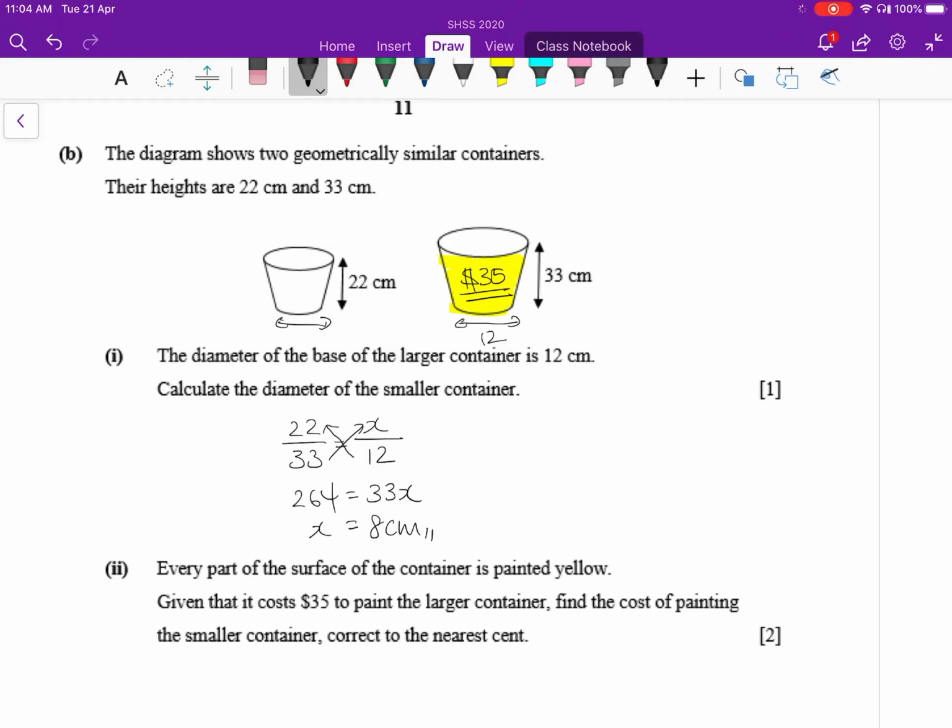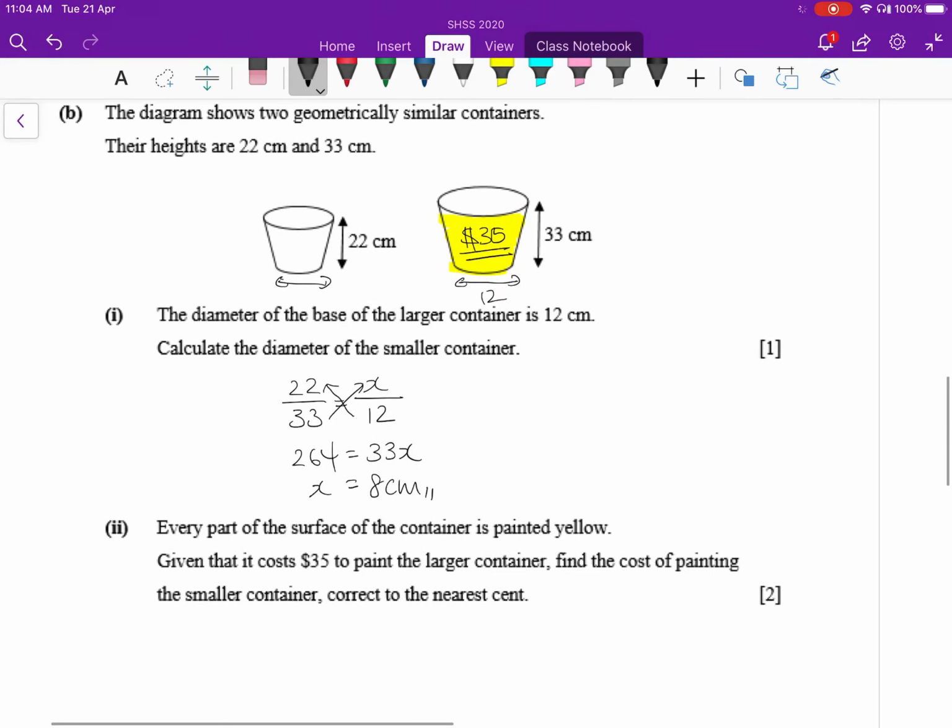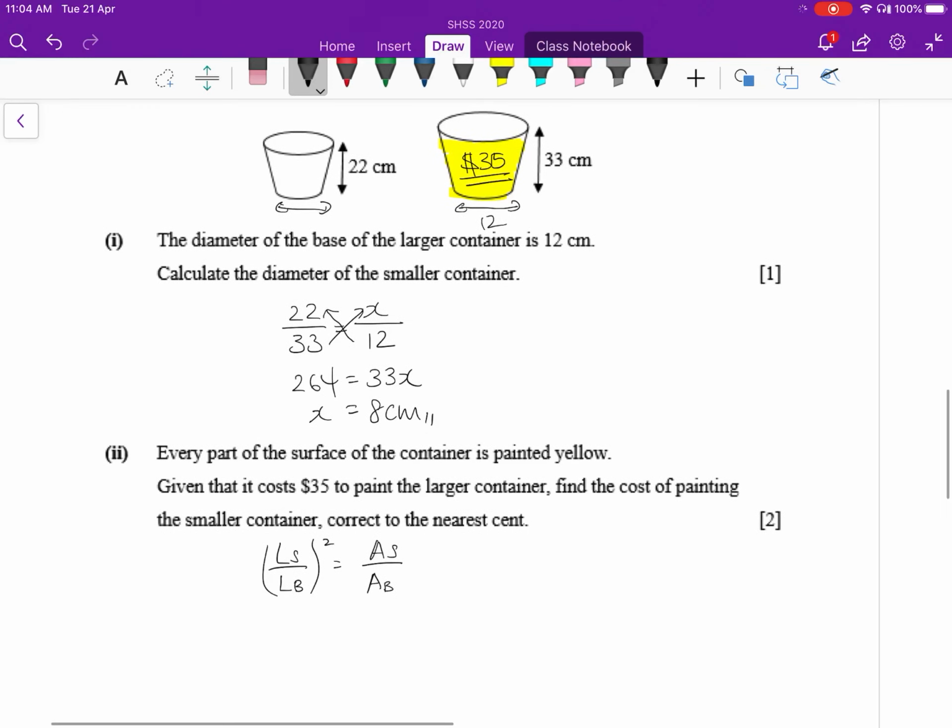Now, when we talk about painting a container, we are thinking about the area, the surface area of the container. Therefore, we have to use the area formula, which is the length of small over length of big, squared, to give us the area of small over area of big. Now, length of small over length of big is 22 over 33, squared. If I were to square it, I get 4 over 9.